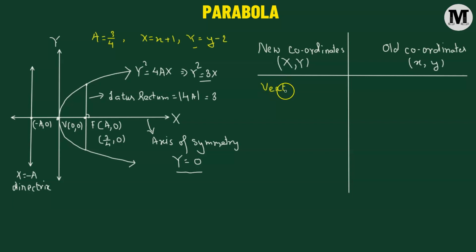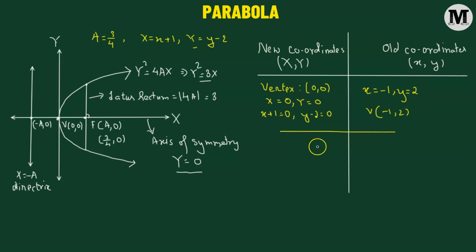Let us begin. So we'll start with the vertex. Now the coordinates of the vertex according to the new coordinate system will be at 0, 0, which means that the x value equals 0 and the y value equals 0. But in place of x, we're going to replace it with x plus 1 and the value of y with y minus 2, which means that we have x plus 1 equals 0 and y minus 2 equals 0. So solving for x and y, we get x equals negative 1 and y equals positive 2, which means that the coordinates of the vertex are negative 1, 2 according to the old coordinate system, or the original coordinate system.